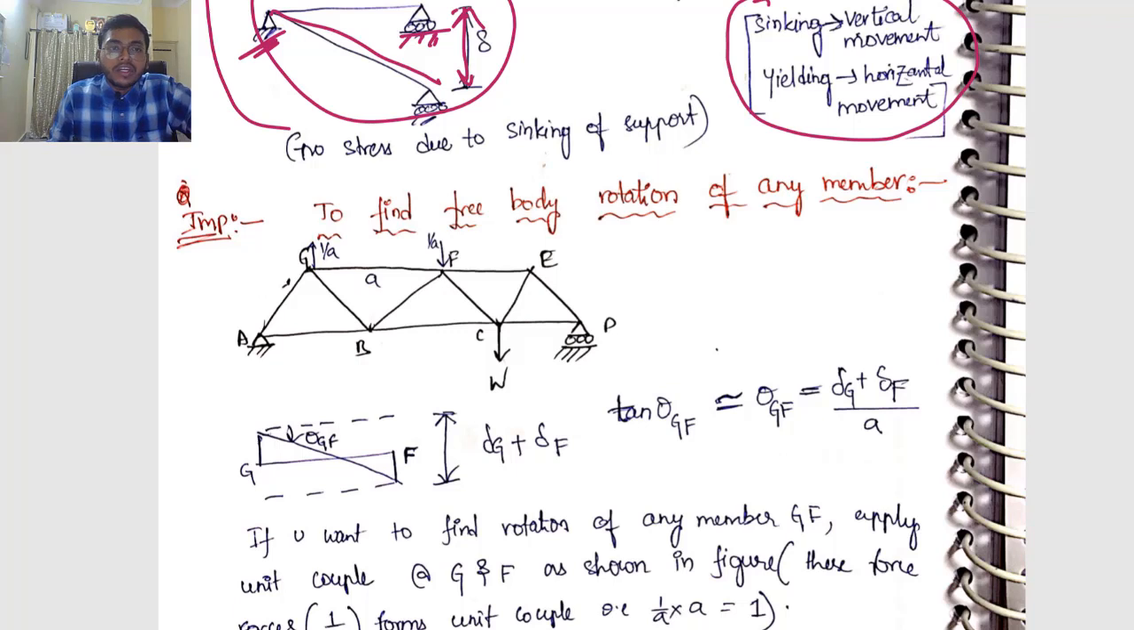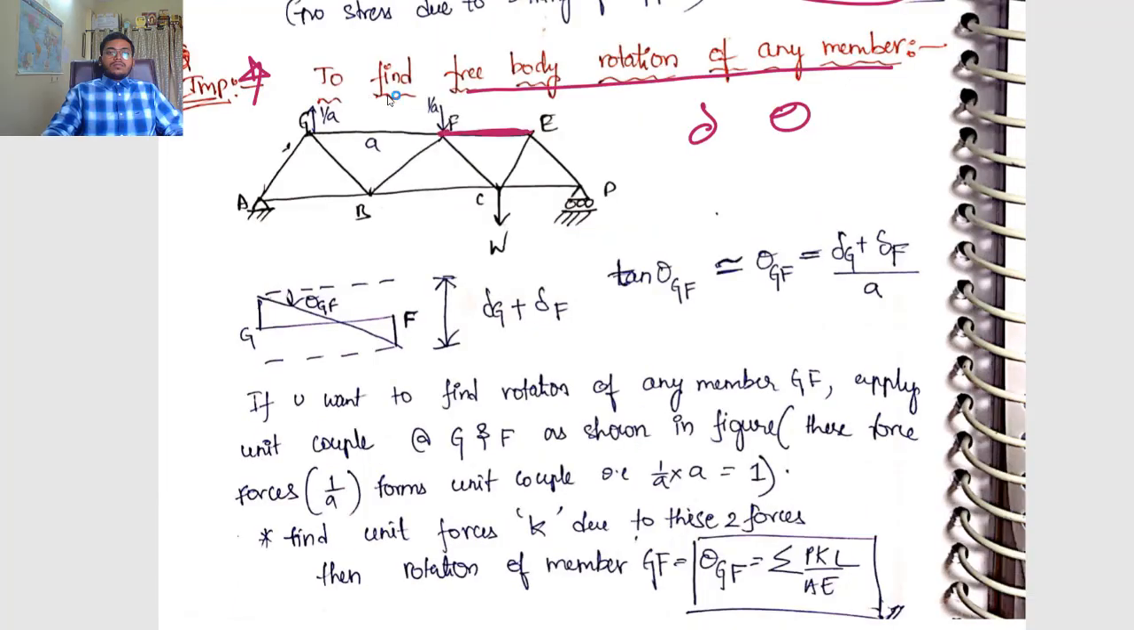This question is also very important and possibly the last kind of problem which you are going to solve. So here we are analyzing free body rotation of any member. See, the displacements are of two types. I have clearly explained to you: linear displacement, deflection delta, or angular displacement theta.